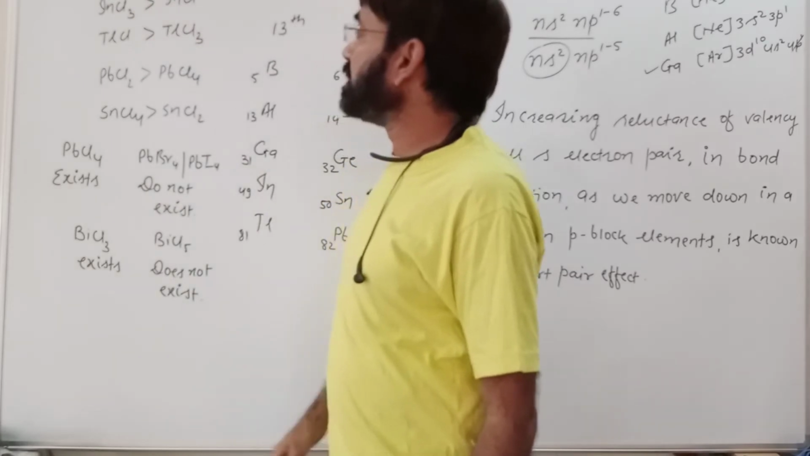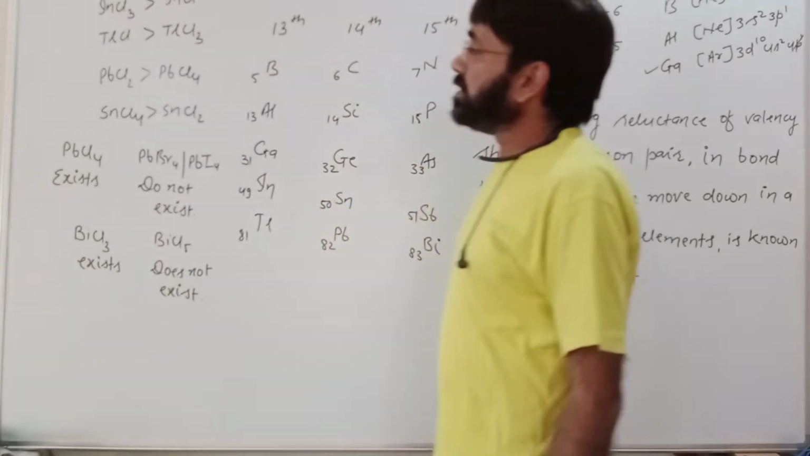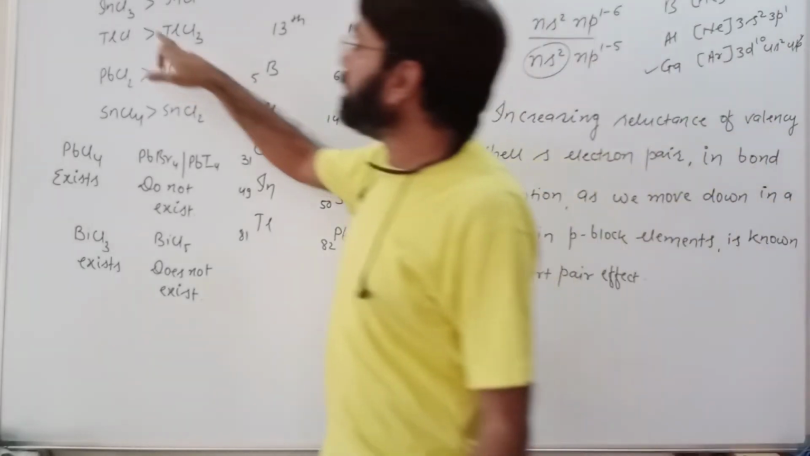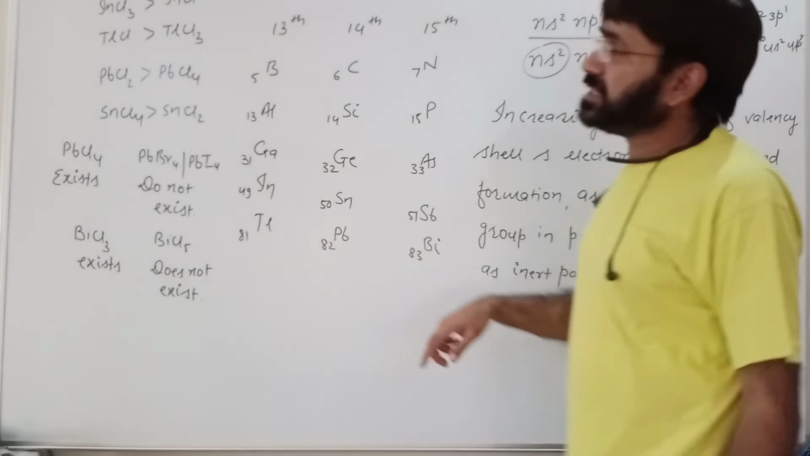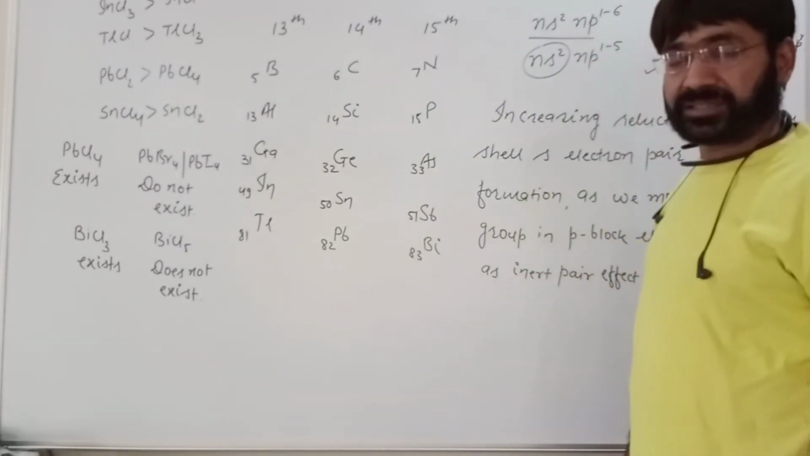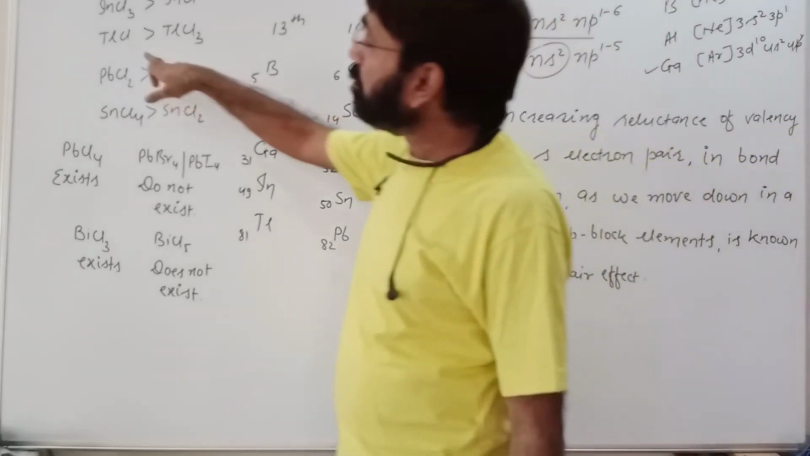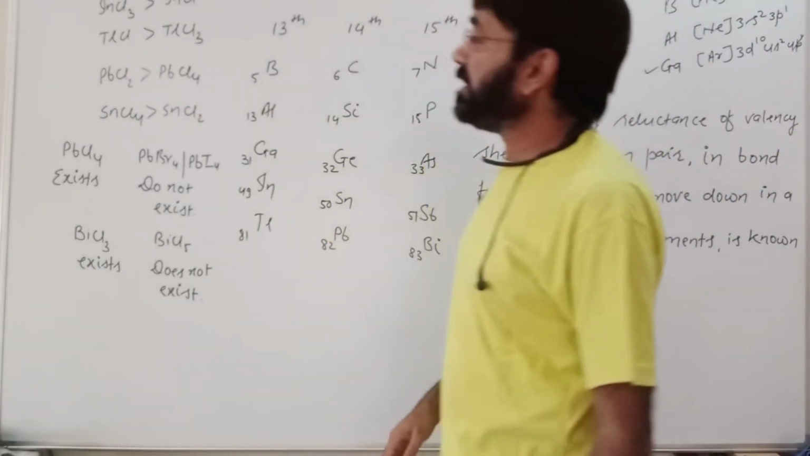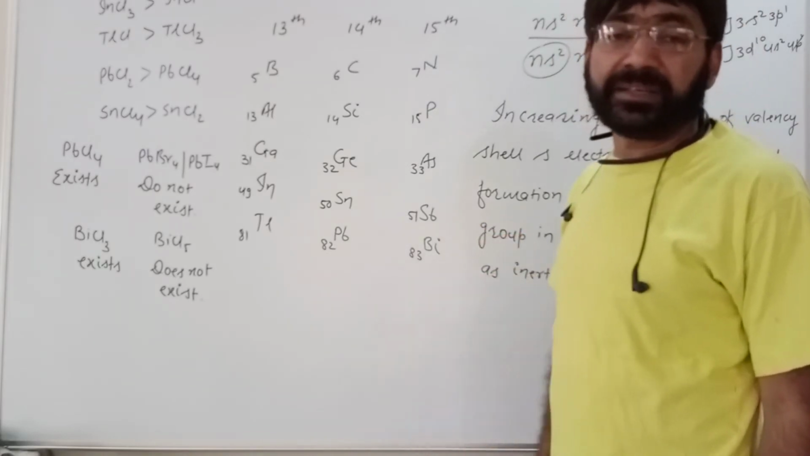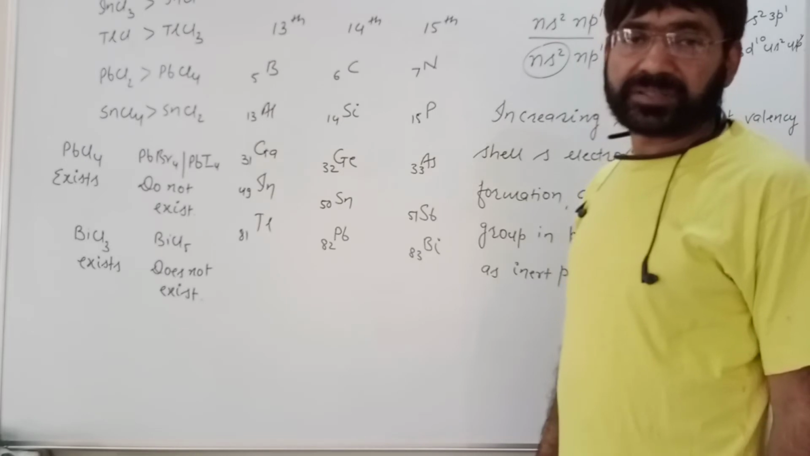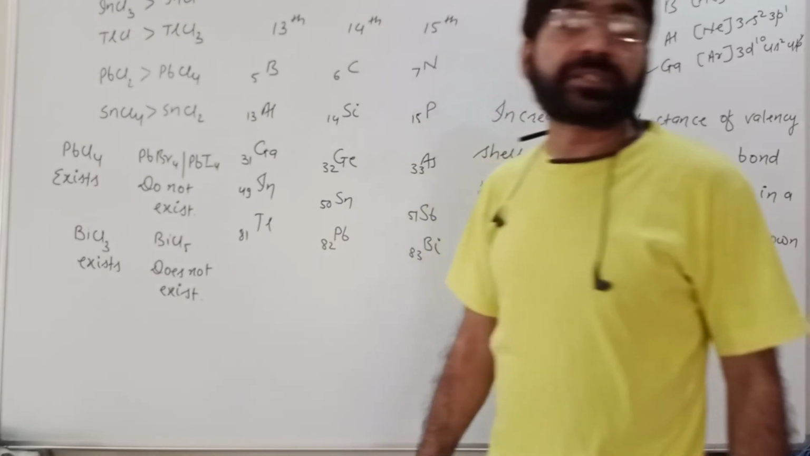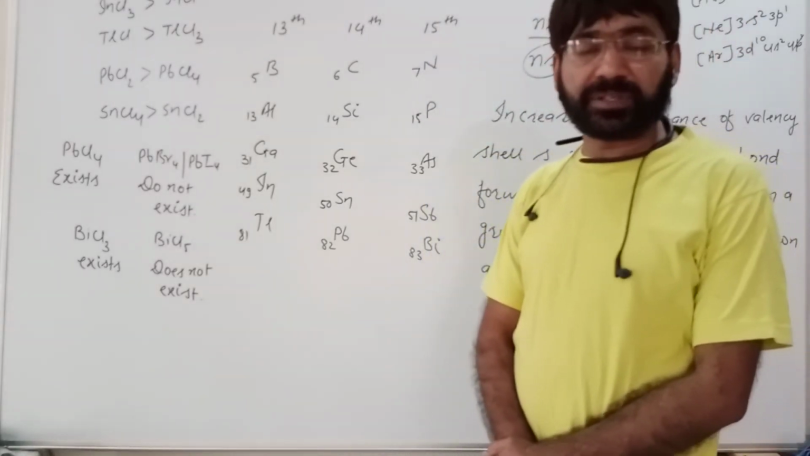So if we talk about the stability of the +3 oxidation state, we say GaCl3 more than InCl3 more than TlCl3. I think a minute before I spoke it wrong. GaCl3 is more stable than InCl3 and InCl3 is more stable than TlCl3. And when we talk about the +1 oxidation state, we'll find that TlCl is more stable than InCl and InCl is more stable than GaCl. Is that clear? So as we are moving down in a group, due to the inert pair effect, the lower oxidation state becomes more and more stable.